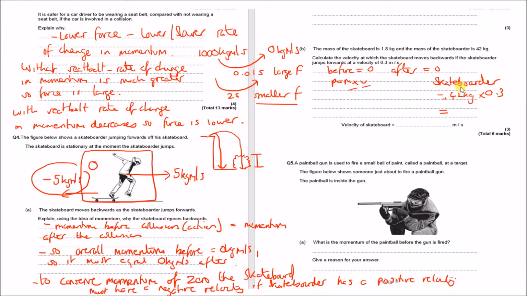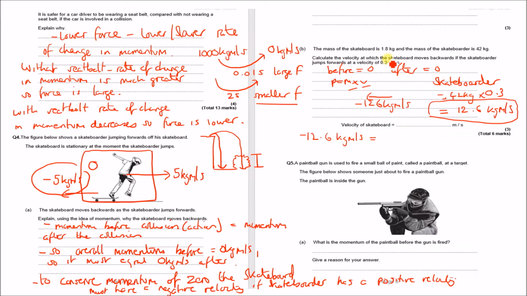Okay, and that will give us 12.6 kilogram meters per second. Well, we said that the momentum has to equal 0. So the momentum going forwards is now 12.6. The momentum going the other way must be minus 12.6 kilogram meters per second. Okay, so now we've got the momentum minus 12.6 kilogram meters per second.